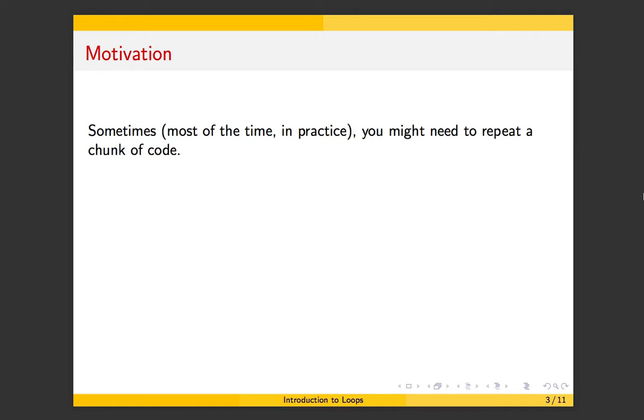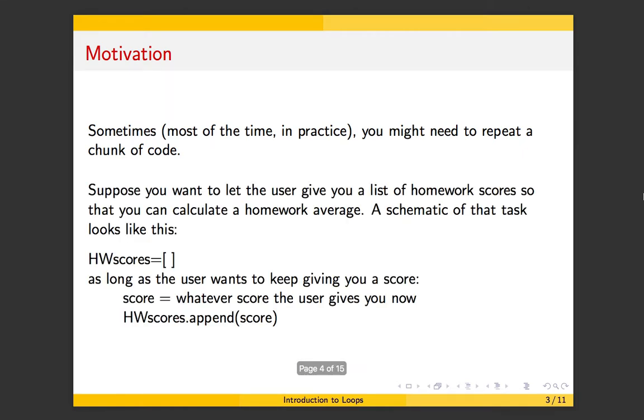Sometimes, or most of the time actually, in most programs you might write, once you are writing more sophisticated programs, you might need to repeat a chunk of code. So what does that look like? What's an example of that? Well, suppose you've written a program that lets a user enter a bunch of homework scores, and then what your program does for them is calculate a homework average. And maybe you're calculating an average like in some of your courses where you drop the 2 lowest scores or something. Whatever, you're computing some sort of homework average.